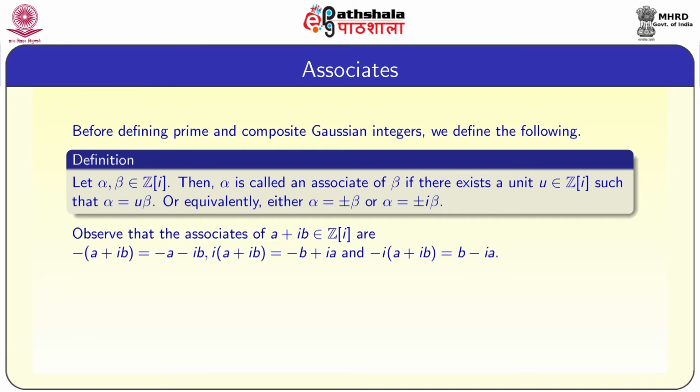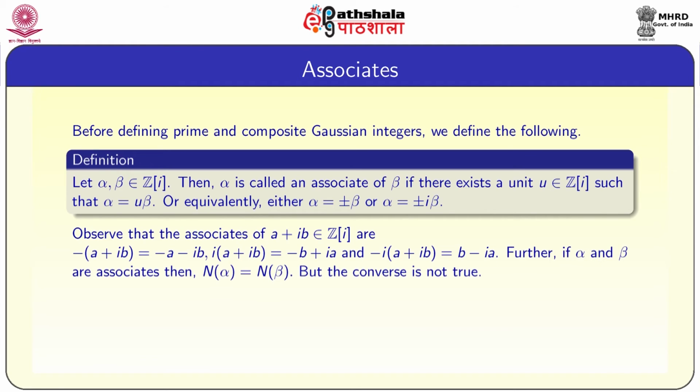Observe that the associates of a plus ib are minus times a plus ib, that is minus a minus ib, or i times a plus ib, that is minus b plus ia, or minus i times a plus ib, that is b minus ia, and a plus ib itself is associate to a plus ib. So, 4 associates are given for an arbitrary Gaussian integer a plus ib.